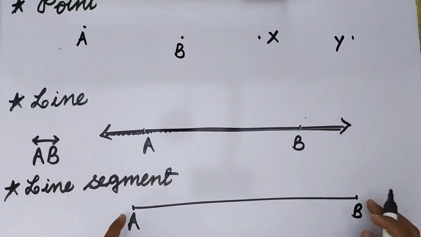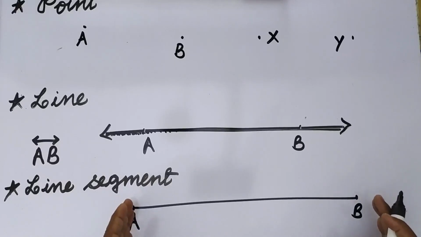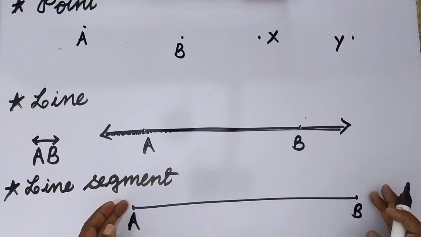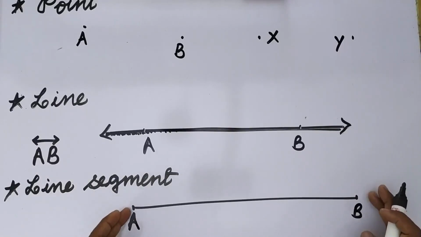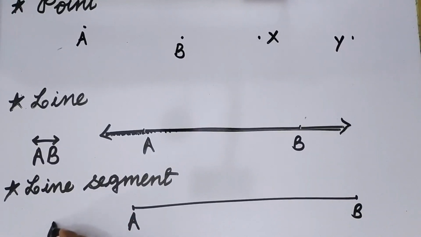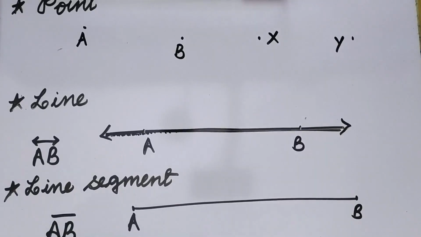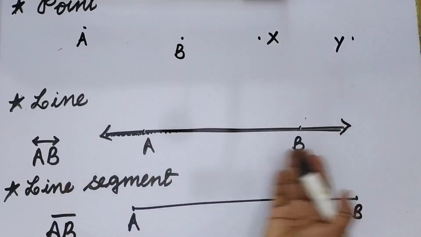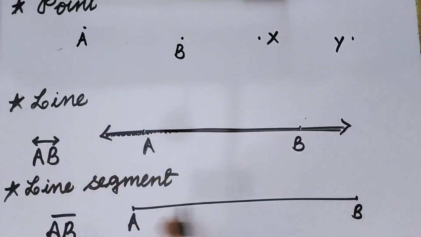See, we can measure it because it has endpoints. It has a fixed length. On both sides we can see the points here. It has 2 endpoints. So, AB is a line segment. It can be measured. It is represented as AB line segment. This is the way a point, a line, and a line segment are represented.